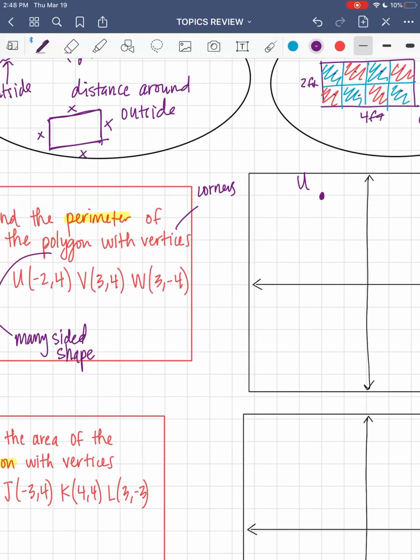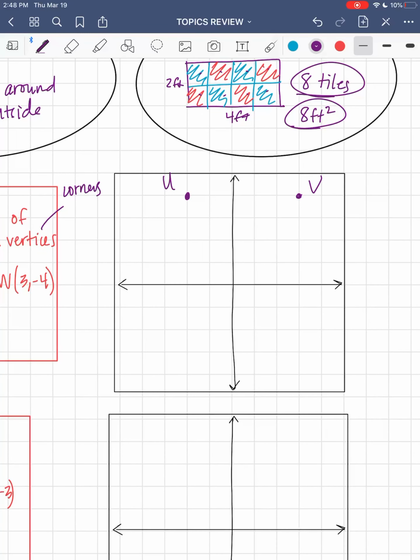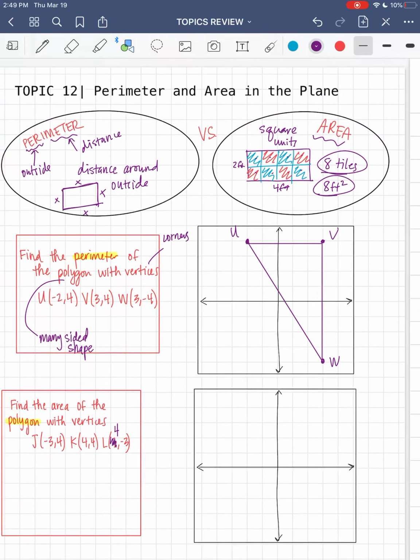Here's V. W is at 3, -4. Right there. There's W. So we have a triangle. I'm going to connect the dots in here. Like that. It went off a little bit. Better. And right there. Okay. Close enough. So we need to find the perimeter.